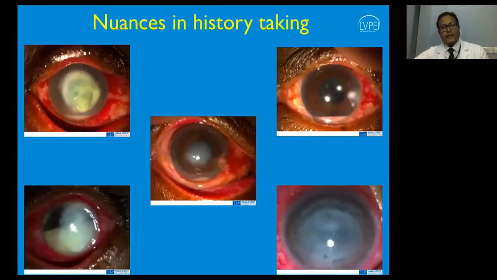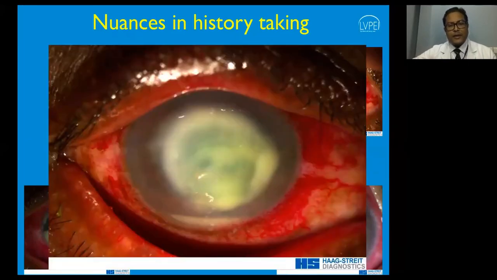So as you can see here, there are several clinical scenarios that are available. The following 5 pictures on your screen right now are typically the ulcers which are kind of pathognomonic for one particular variety. It may be fungal, bacterial, viral, or parasitic such as acanthamoeba. So there are several nuances, several important things that as an examiner you should understand about each particular ulcer and try to elicit that history from the patient.